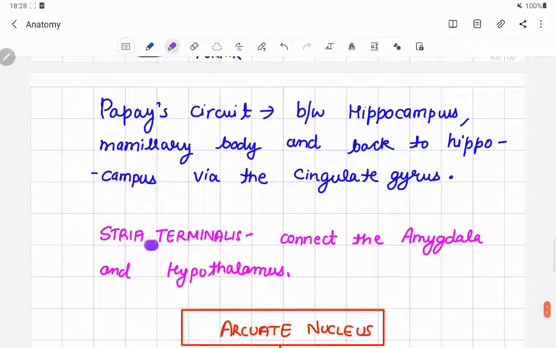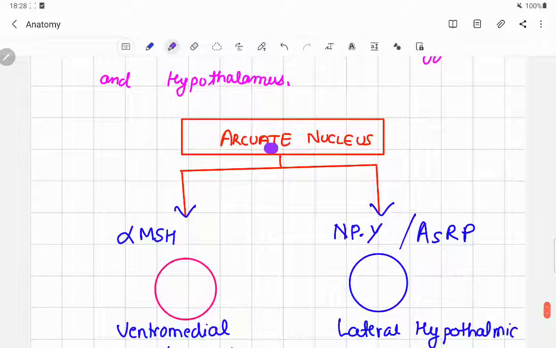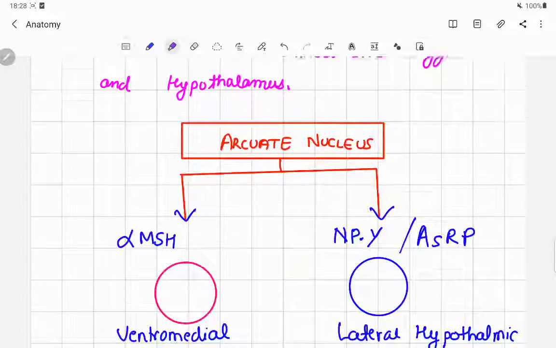Now the amygdala is connected with the hypothalamus by a structure called the stria terminalis. Basically it is a tract through which the amygdala is connected with the hypothalamus. Now let us see the important functions of the arcuate nucleus of the hypothalamus.